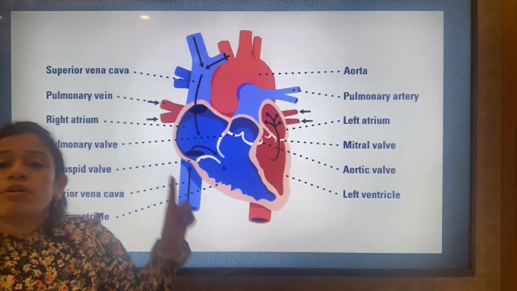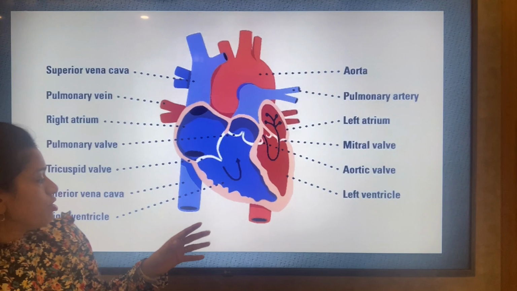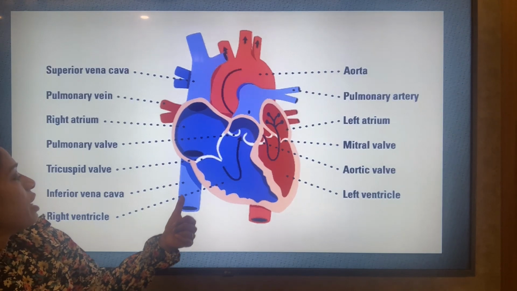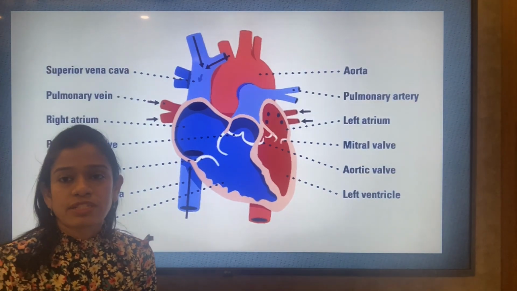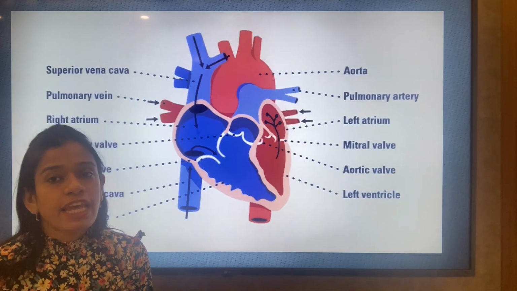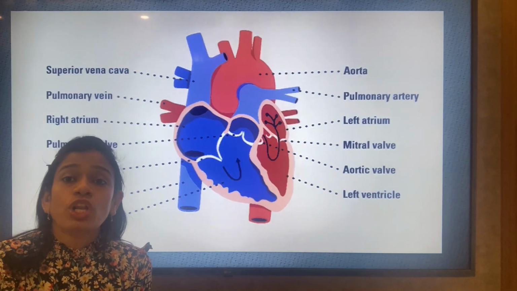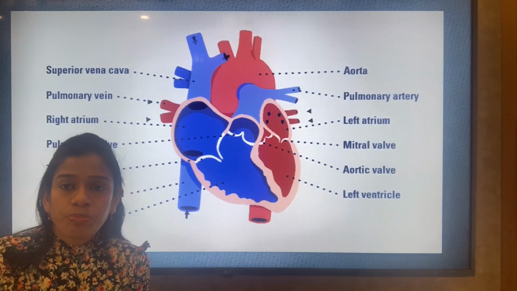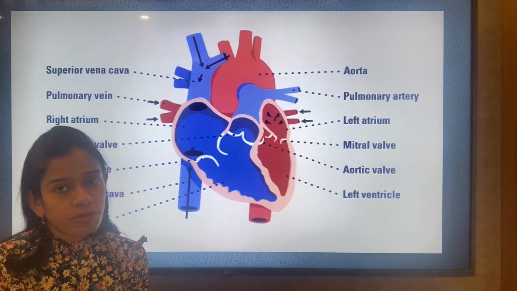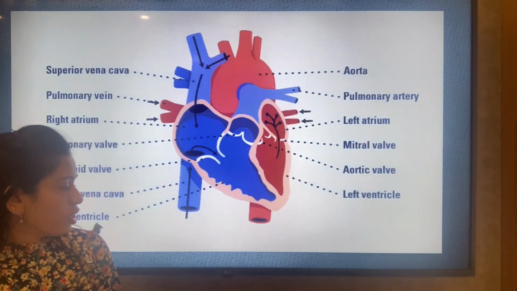And the deoxygenated blood, that is the blood which does not contain oxygen, is brought from different parts of the body and put into this, which is known as the vena cava. There are two vena cava, the inferior and the superior vena cava. The inferior vena cava brings the deoxygenated blood from the lower portions of the body, whereas the superior vena cava brings blood from the upper portions of the body, that is the heart, the lungs, the brain, from the top portions of the body.